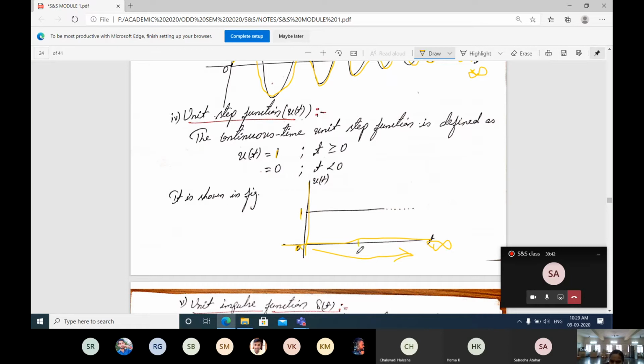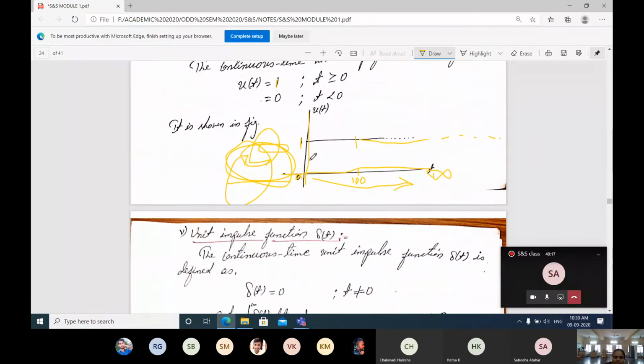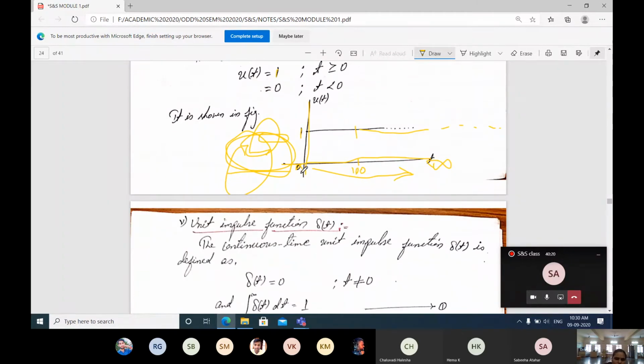At any point in between, if I take the 100th time, also the amplitude is 1. As it goes on, the amplitude is always 1 only. That is what unit step is. The amplitude is 1 till infinity. For other values, the negative values, it is not having any signal. Okay, here it's not having any signal. This is about the unit step function. Remember this. Okay, this will be helpful while doing the problems.